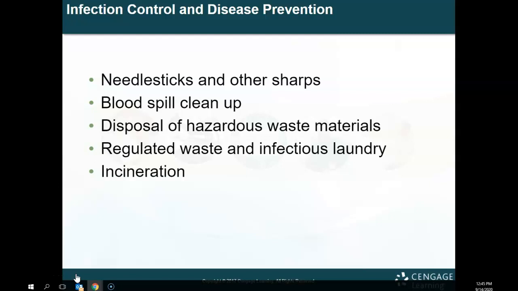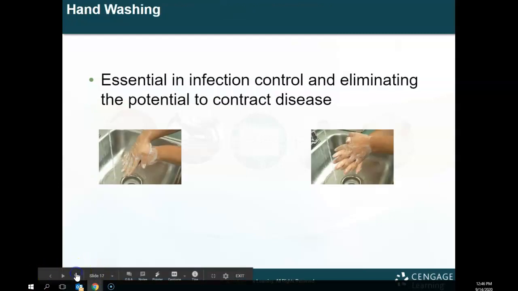It gets incinerated and turned into ash, and then the ash gets disposed of. So, hand washing. All right, this is it.